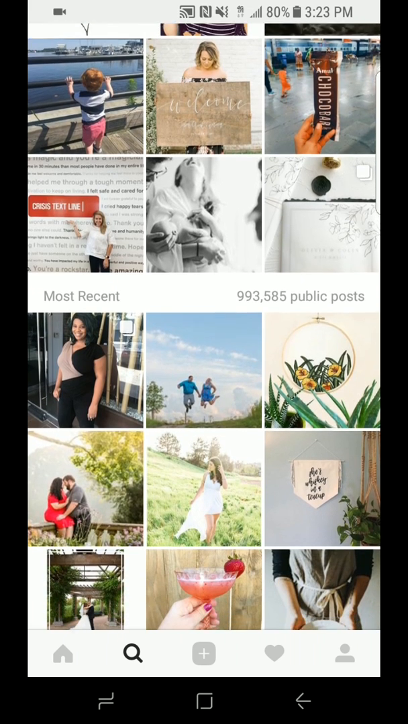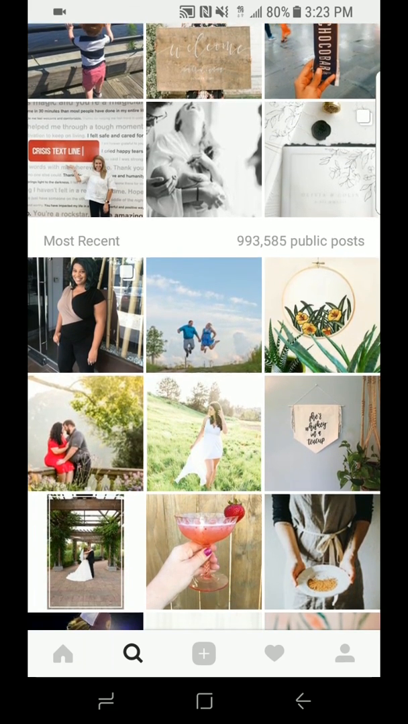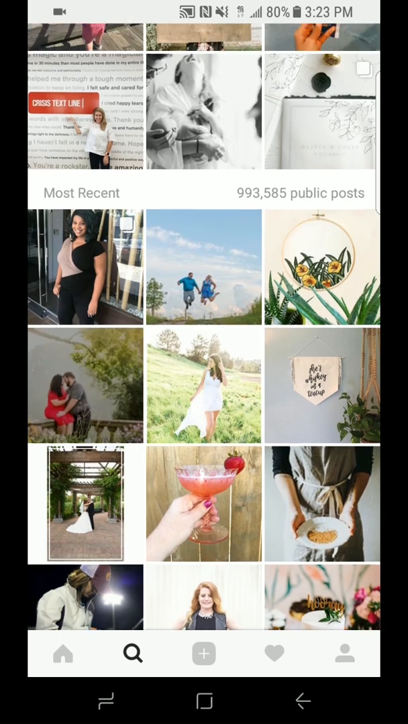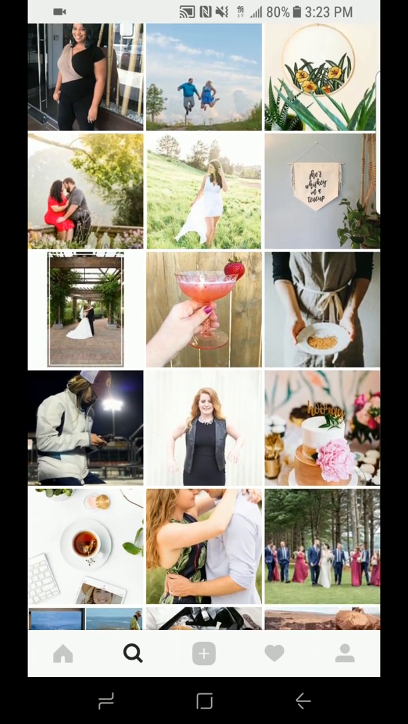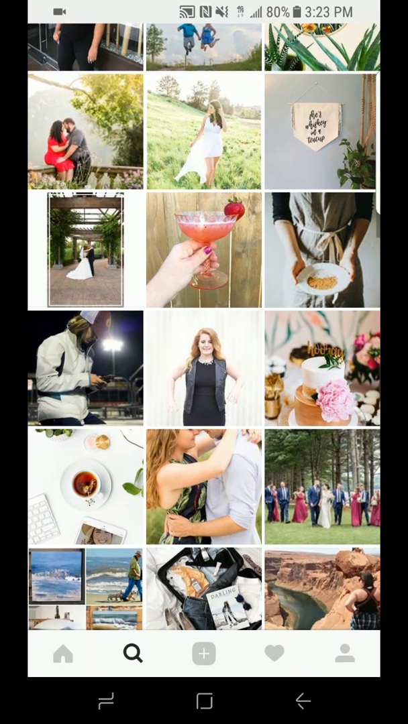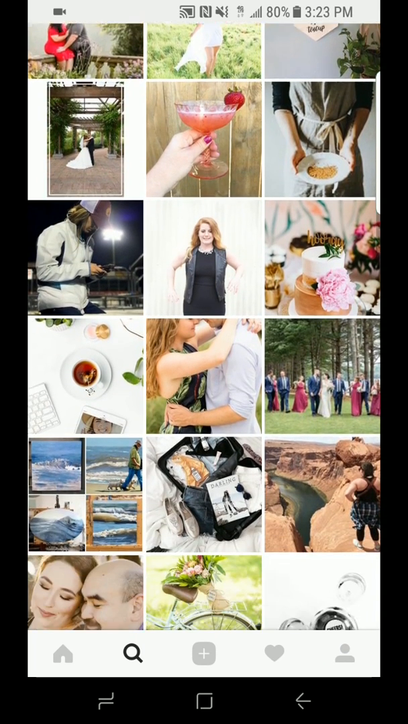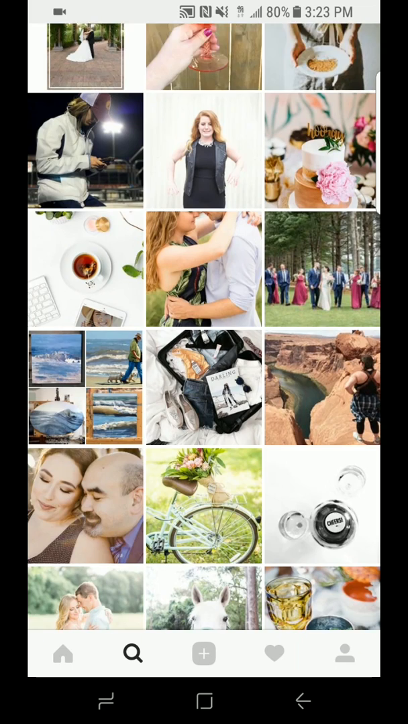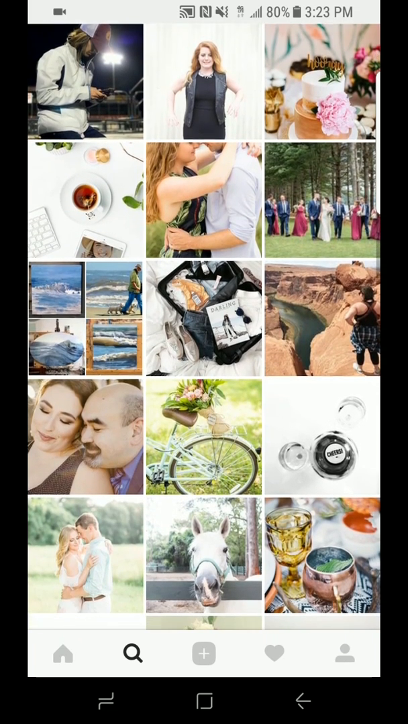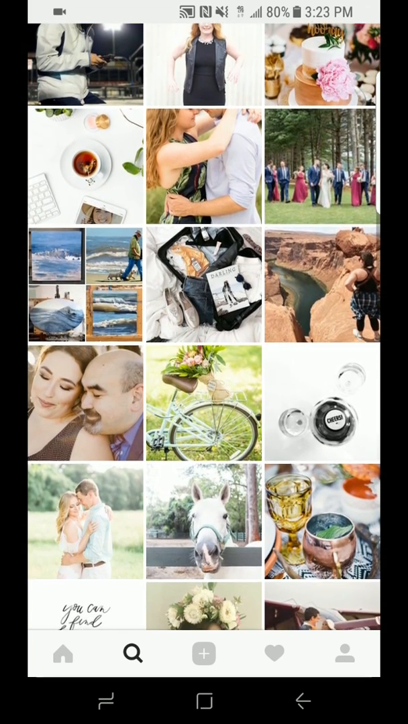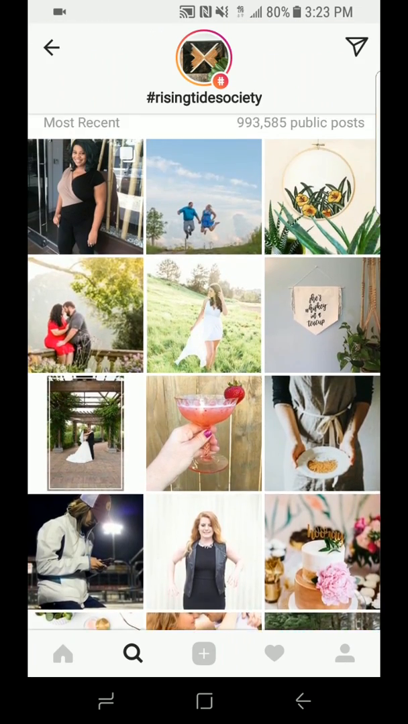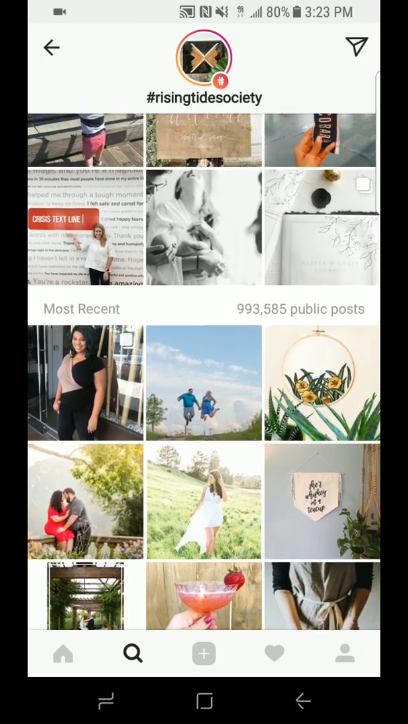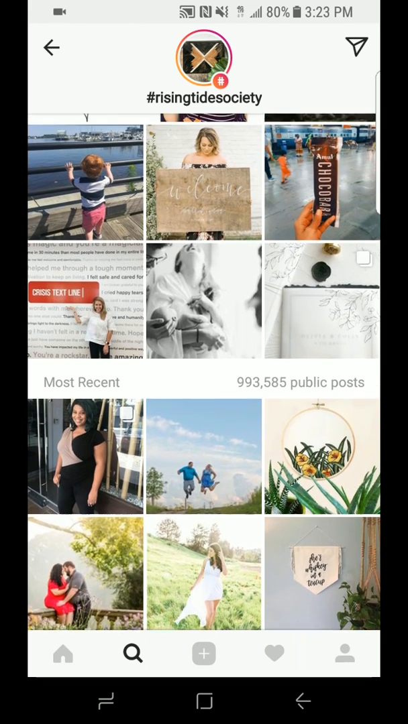I usually recommend using hashtags that have between 30,000 to 1 million posts. And if you're just starting out, it's better to use hashtags that have fewer public posts. I'll explain the reason why in just a second. So looking at Rising Tide Society, we can see top posts. There are a lot of photographers, a lot of wedding photography, a lot of gorgeous images.